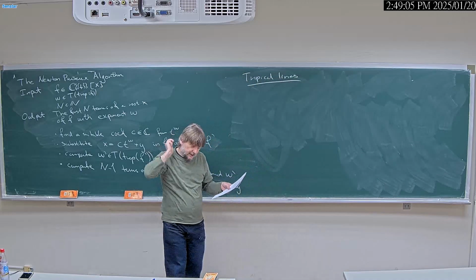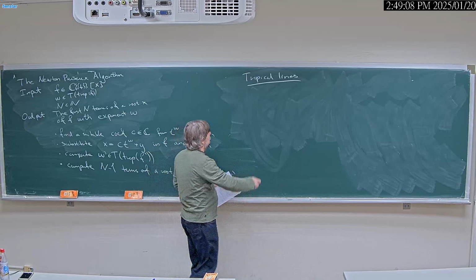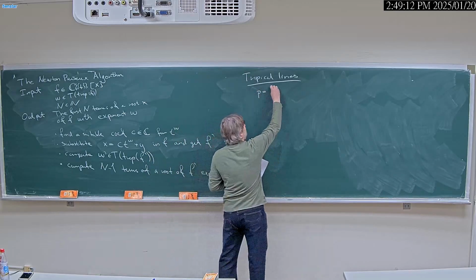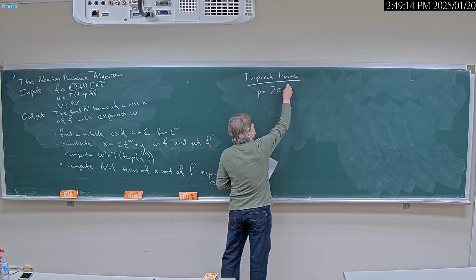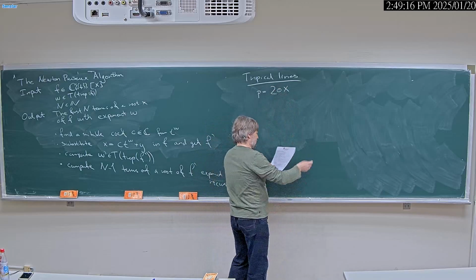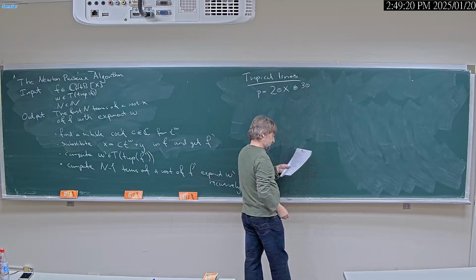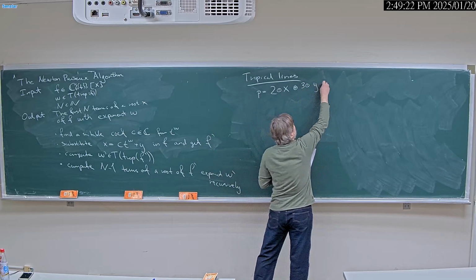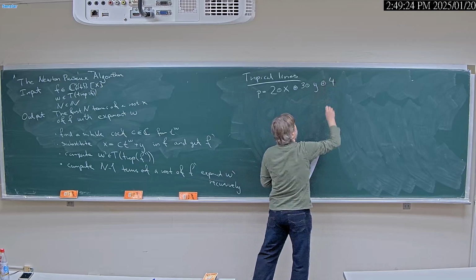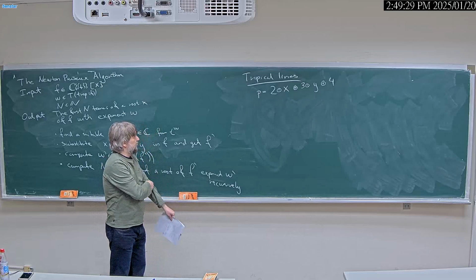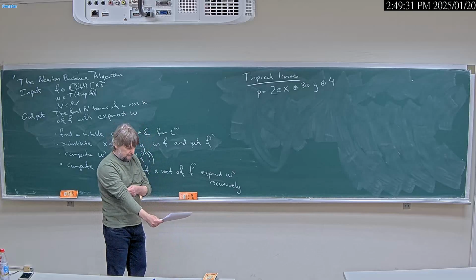So to figure out what that is, I'll start by writing up some linear polynomial. Let's choose the polynomial to be 2 times x plus 3 times y plus 4. So the idea would be that such a linear thing should define a line.